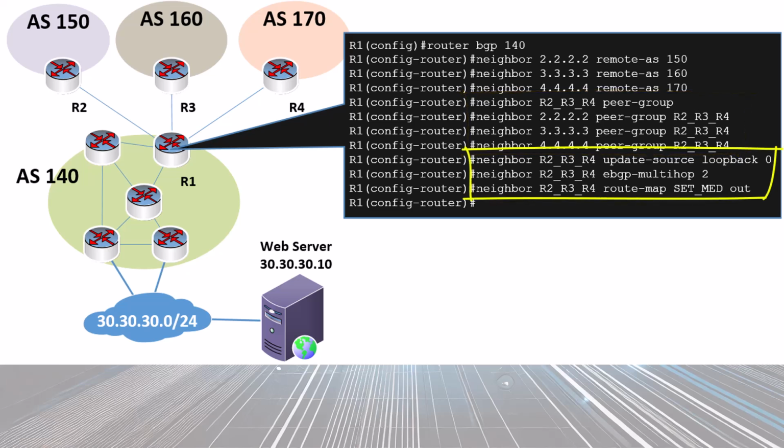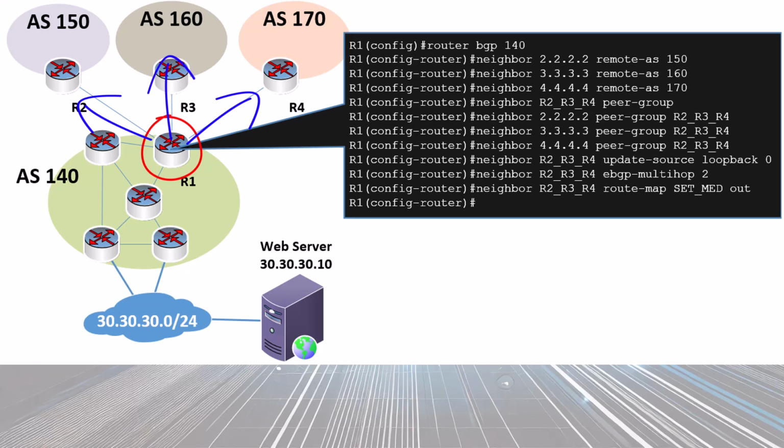And this is what is done here. As you can see, the update source, iBGP multi-hop, and route map commands are only applied once each. And R1 here only needs to generate a single BGP update, and it sends it to all three routers that belong to that peer group. Now imagine that you have 20 or 50 such routers. You can very clearly see how easily this scales up with the same configurations sent to all devices.